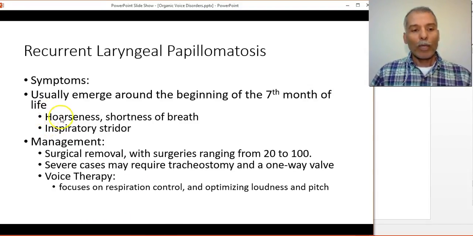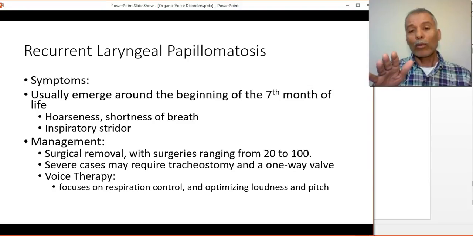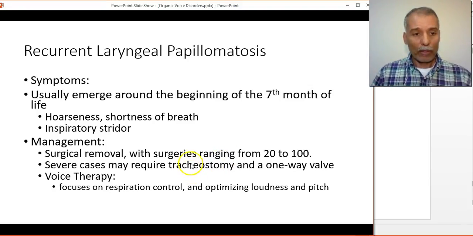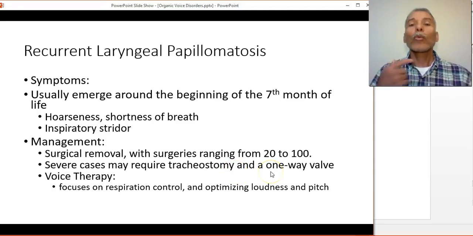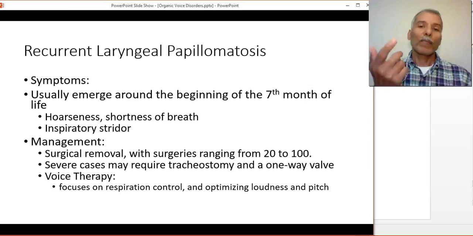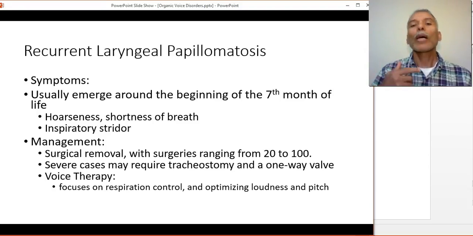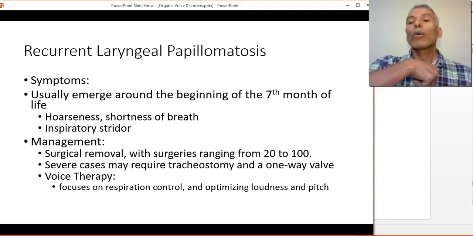You can observe them based on symptoms similar to stenosis and laryngomalacia. Management involves surgery, removal of the lesions, and the surgeries range depending on the severity of the case, from 20 times to 100, between the first year and the 15th or 16th year. Some severe cases require tracheostomy and a one-way valve, the valve that connects the trachea with the esophagus, so that the patient can use the upper esophageal segment to vibrate and speak without having to plug the valve.